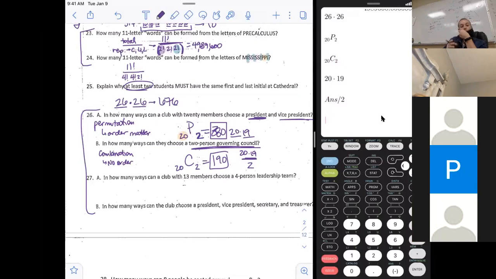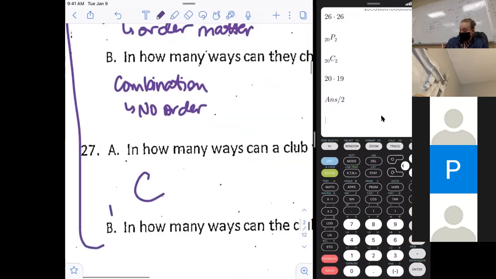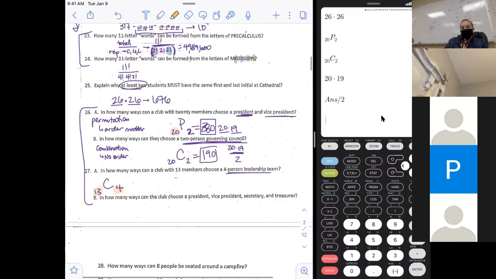A is C. A is C. Good, Cleva. It's a leadership team, right? It's C. It doesn't matter if you're the first one on the leadership team or the last one. You all have the same job. This one's a C. So I'm going to write it as 13C4 because 13 is my total number of people I can choose from, and I have to pick 4 of them. And that makes B what? Anyone know what B is going to be?